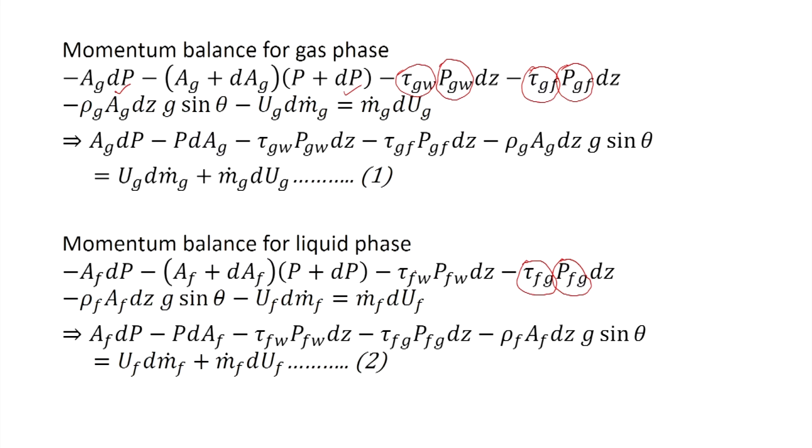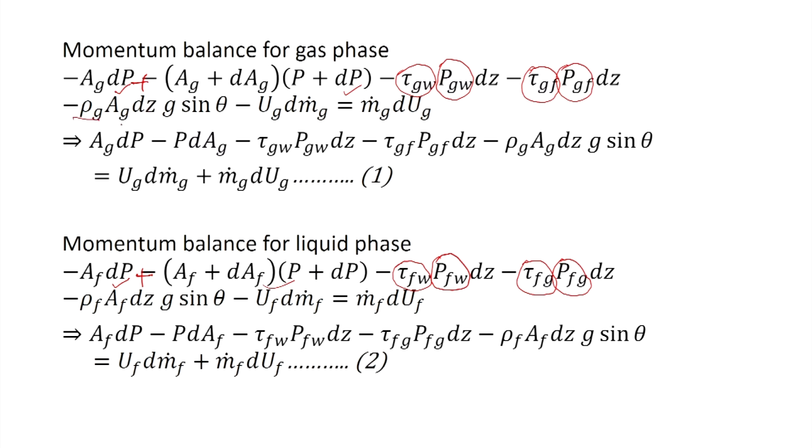And here we have tau f w, which is the wall shear stress on the liquid phase. P f w is the wetted perimeter of the liquid phase, and here this is the force due to pressure on the liquid phase at the inlet, and the force due to pressure on the liquid phase at the outlet. Oh, there is a mistake here, there should be a plus sign here, and this also should be plus. Minus, plus, this is minus, this is minus.